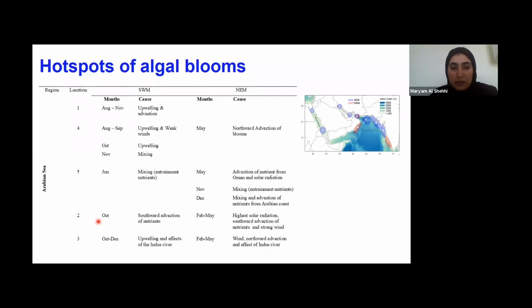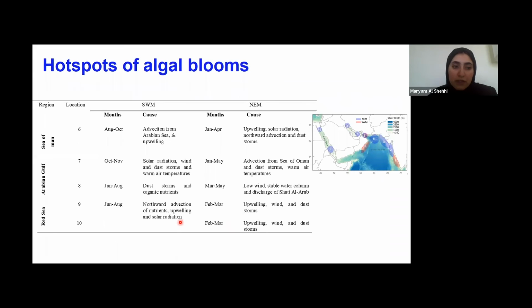So if we look now at locations 2 and 3, for example, in the Arabian Sea, in location 2 the blooms happen mainly in October because of the southward advection of nutrients, and in February and May because of the highest solar radiation, the southward advection of nutrients and strong winds. So for each location, we are able to identify the reason for the blooms to happen. Similarly, we found the causes of the blooms in the rest of the areas, 6 to 10, as you can see here in this table.